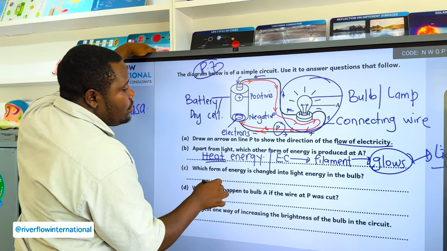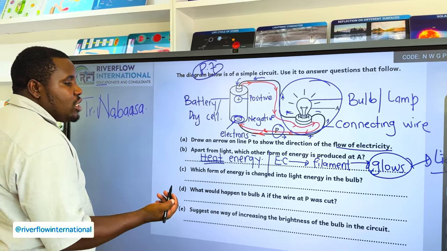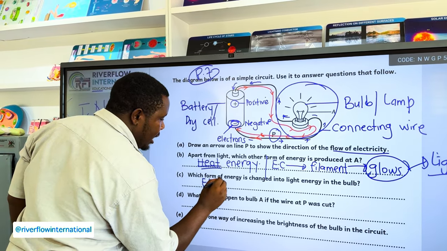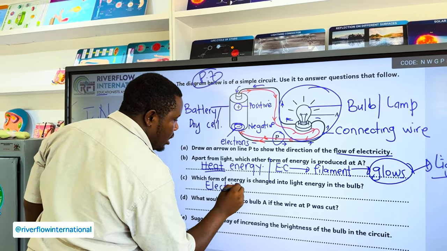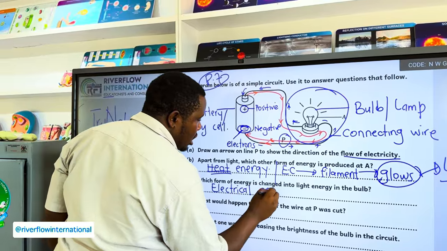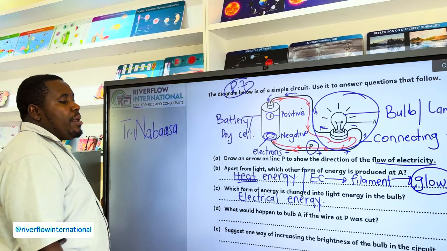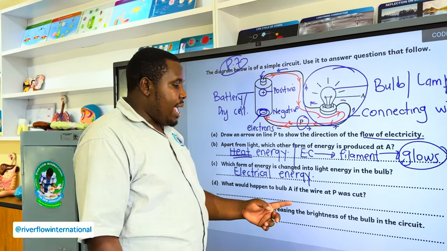Then you come to which form of energy is changed into light energy. I've already talked about it. That's electrical energy. And then what would happen to the bulb if the wire at P is cut?